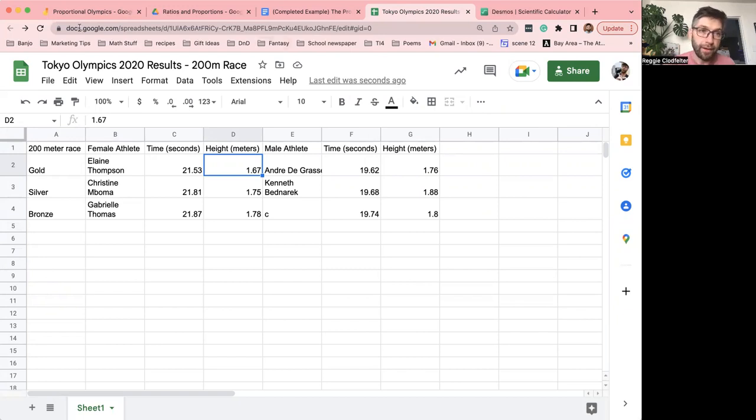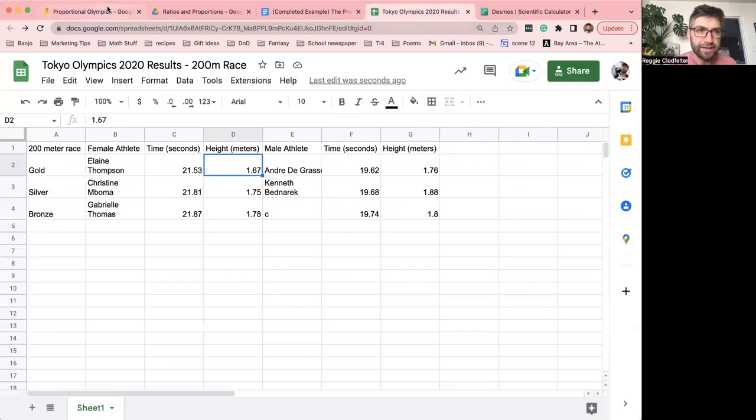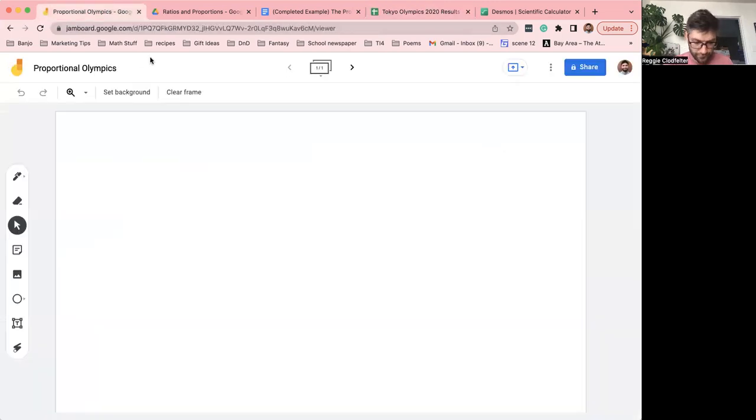So I'll show you what that means on Jamboard. This is going to be like you did earlier in the project. We're going to take Andre De Grasse's height, which was 1.76 meters. And where are my Jamboards, they're not linking up?